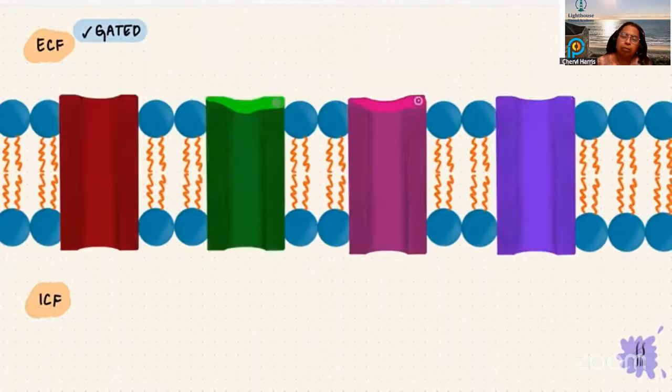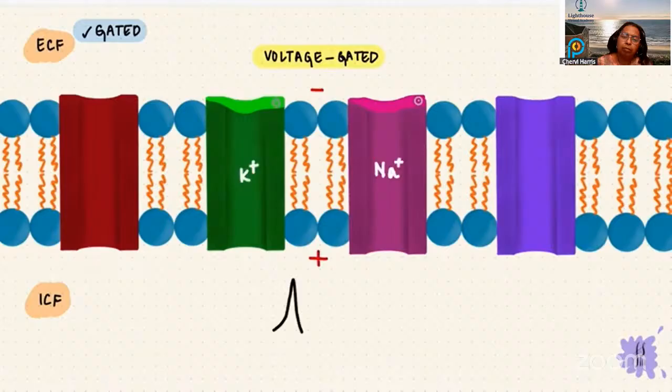There are different types of gating, like voltage-gated channels, where the opening and closing of the channels would depend on a change in the membrane potential. This is like those voltage-gated sodium and potassium channels that we see working in the action potential.